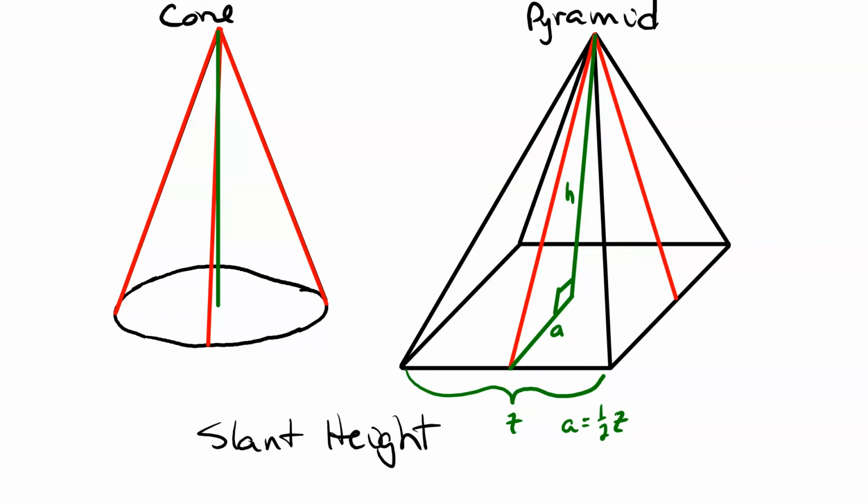So once you have that information, if you have the slant height, then you can use Pythagorean theorem to calculate the height. In that case, a squared plus h squared is going to be equal to s squared. If you have s and a, you can then solve for h. So when you rearrange the Pythagorean theorem, you end up with h is equal to the square root of s squared minus a squared.